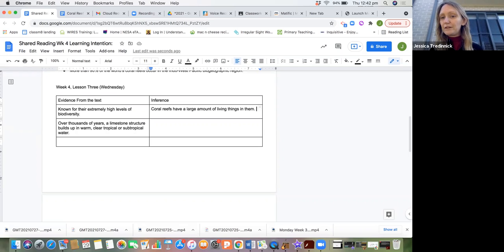And that's my inference, because the text doesn't actually say that. It doesn't say that there are lots and lots of animals or plants living on the reef. That needs to be inferred. And I infer that from my evidence. There are extremely high levels of biodiversity.